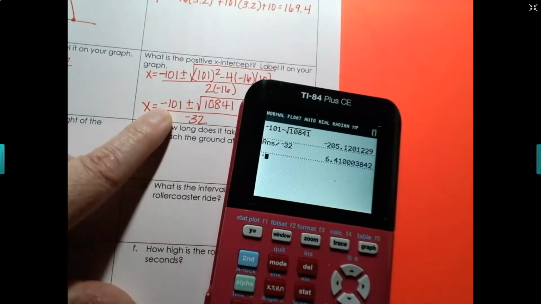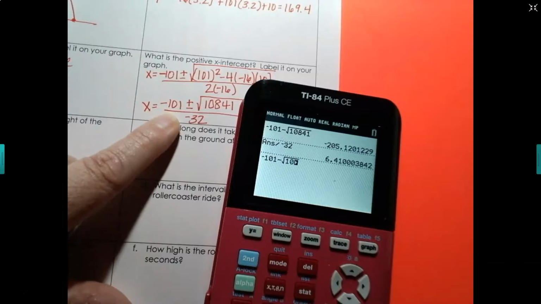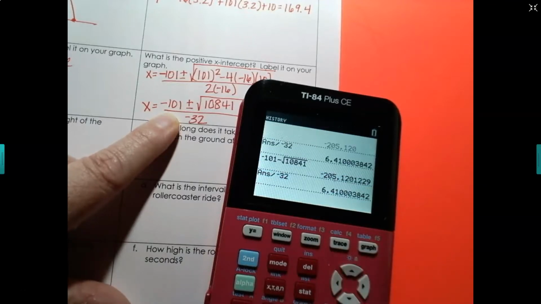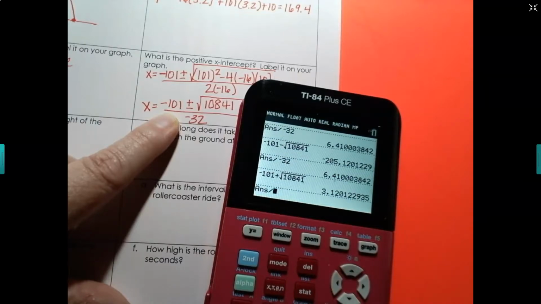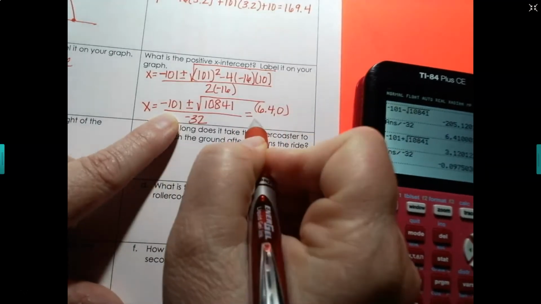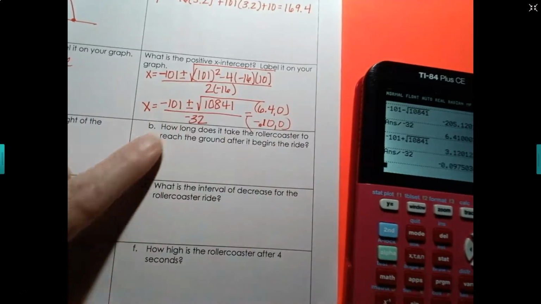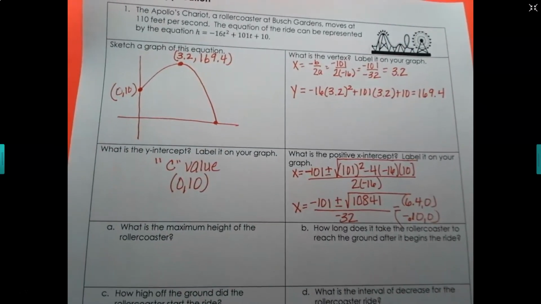And for the other one, I say negative 101 minus the square root of 108.41. Enter, divide that number by negative 32. Oh, sorry, we're supposed to do plus there. So I'm going to just take this, and I'm going to say plus. Divide that by negative 32, and I get negative 0.10.